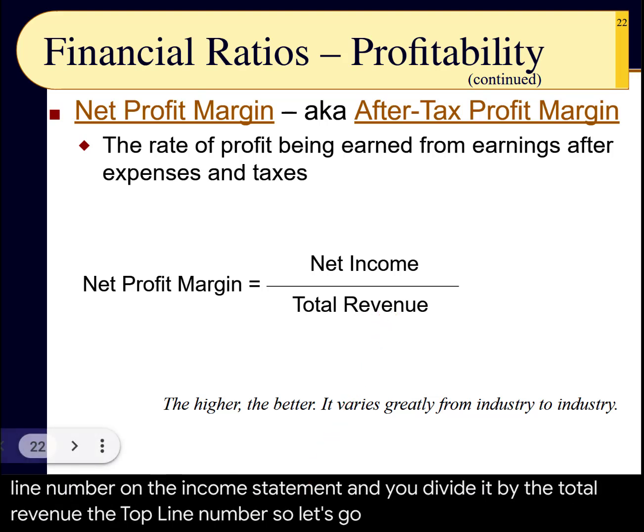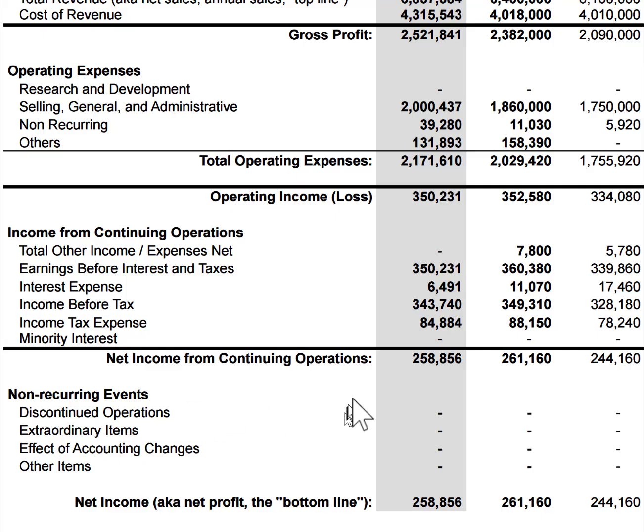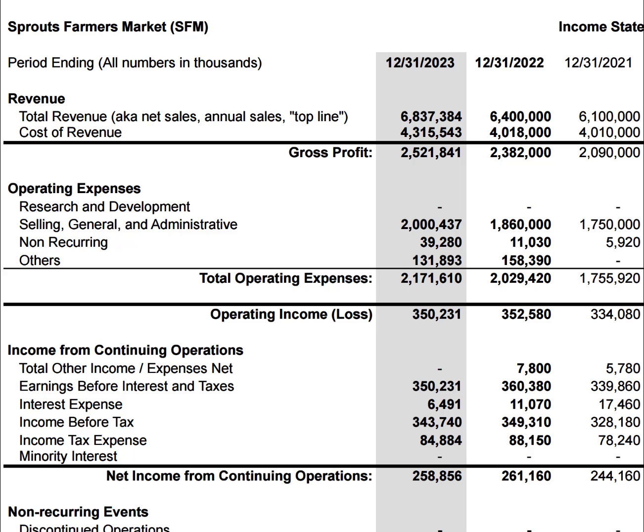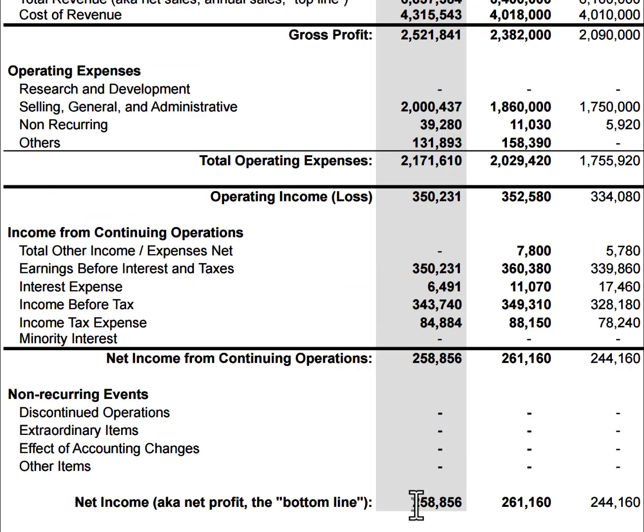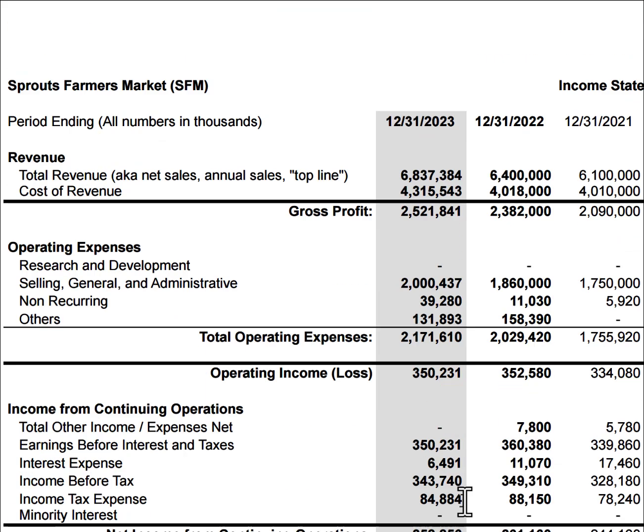So let's go grab that. Where's that income statement? There's the income statement for Sprouts Farmers Market. There's the top line number, $6.837384 billion. And where's the bottom line number? $258,856,000. So if you do that calculation, I did it already. I got my cheat sheet already. You got to check, though, because I make mistakes. I got 3.79%.